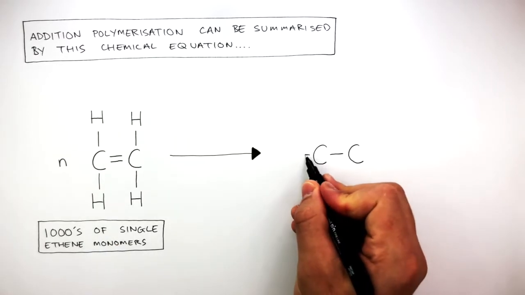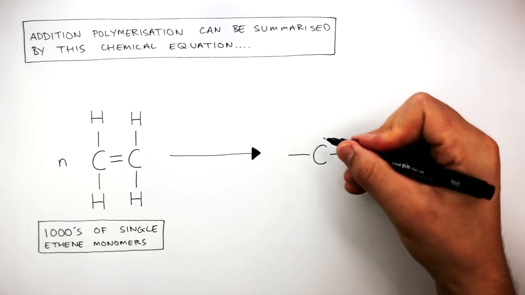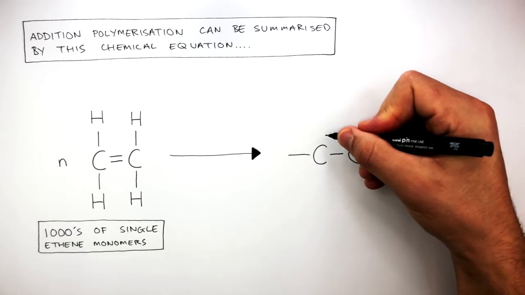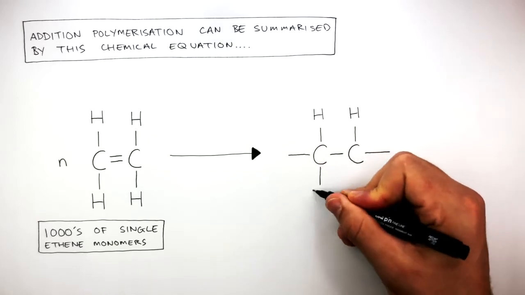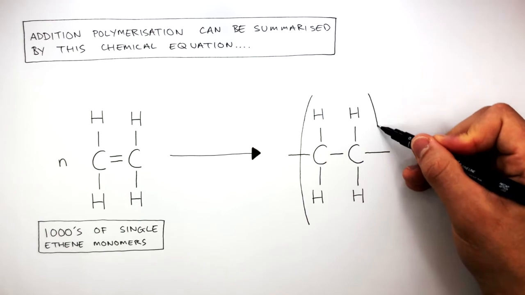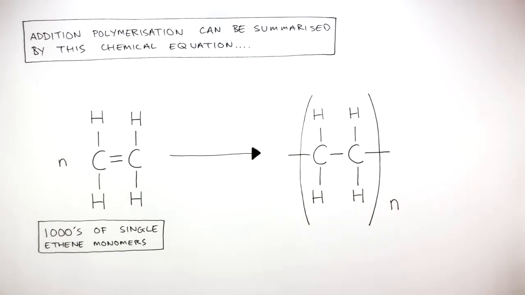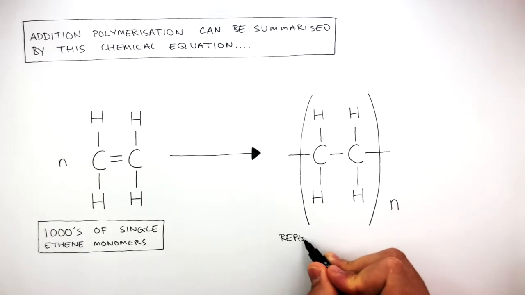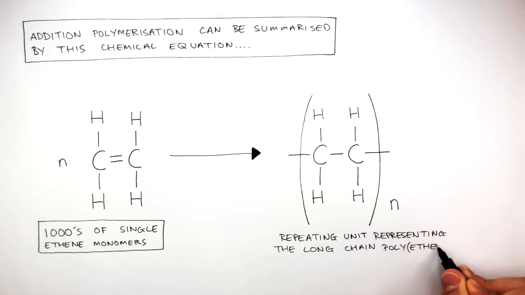We then draw these two single covalent bonds coming off each carbon atom to represent how this is part of a chain. We then draw what is part of the monomer, and in this case it's 4 hydrogen atoms. We finish by drawing brackets going through the lines to represent how this is a repeating unit. And then we draw the n, as this represents how many ethene monomers are part of the polymer. So this is just a repeating unit representing the long chain of polyethene.